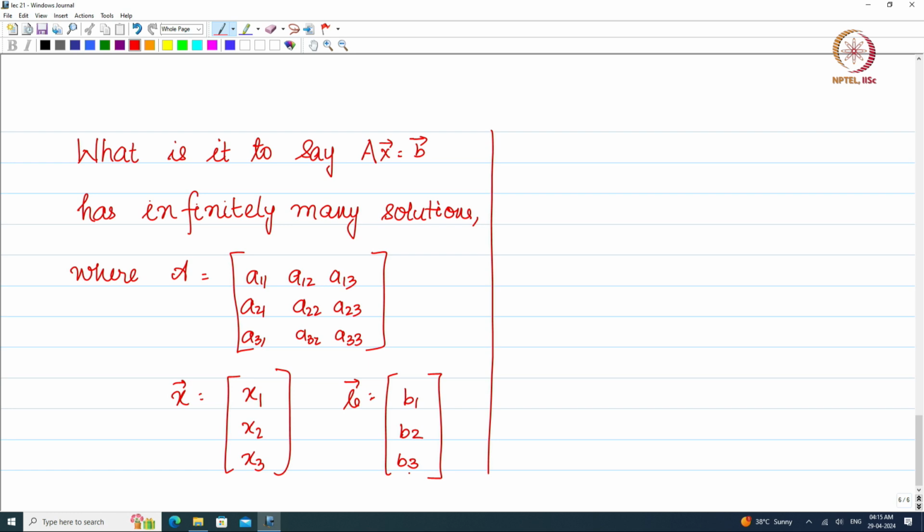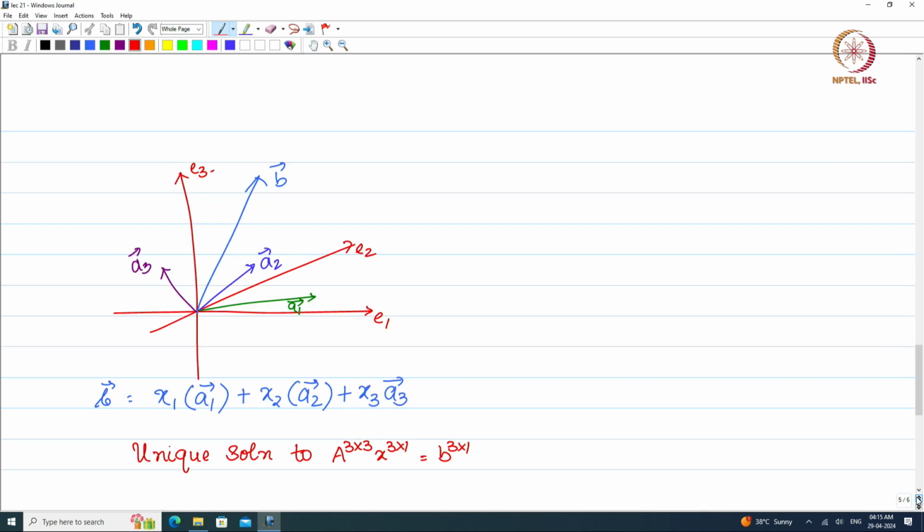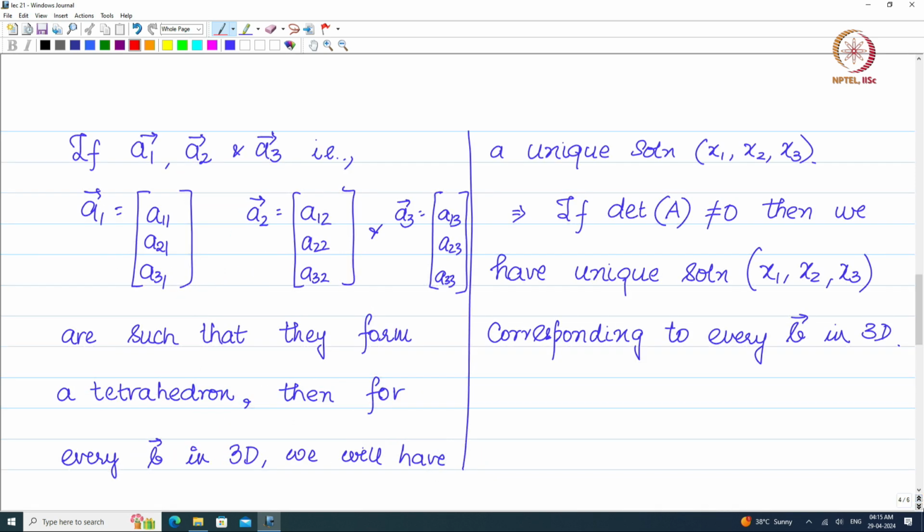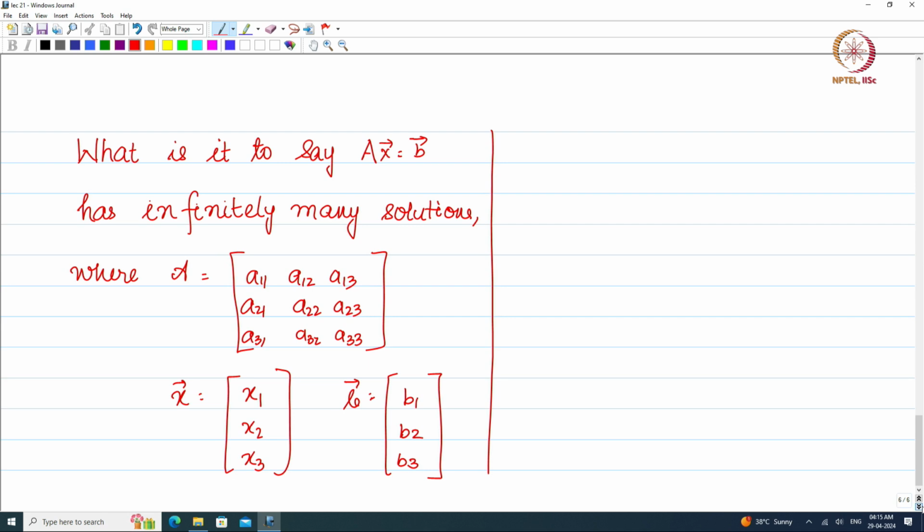Yeah. So, if this is the case, we are going to again ask the same question: what is it to say infinitely many solutions? How did we tell that we have infinitely many solutions in the case of 2D? We said that if you take a 2 by 2 matrix and its 2 column vectors are in the same direction and B is along the same direction, then you are going to have infinitely many solutions. That is exactly what we are going to say.